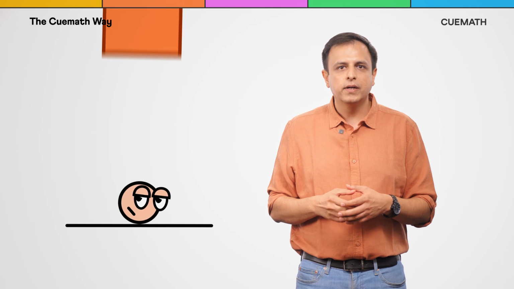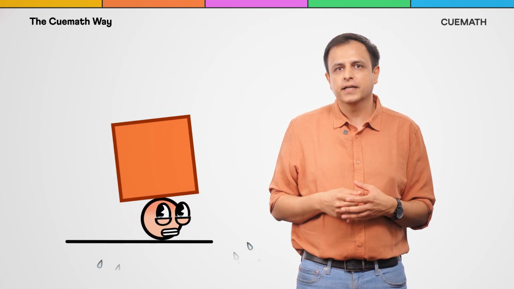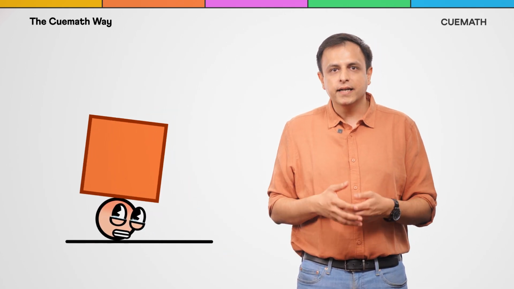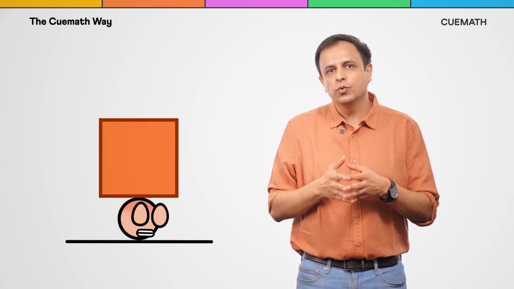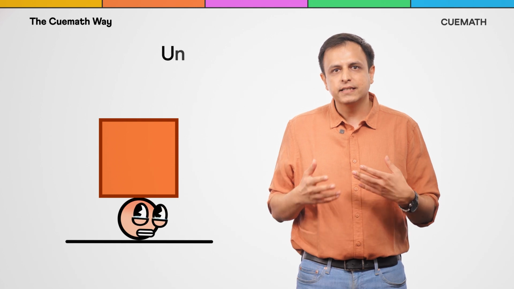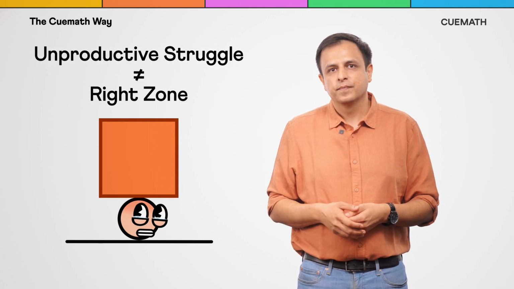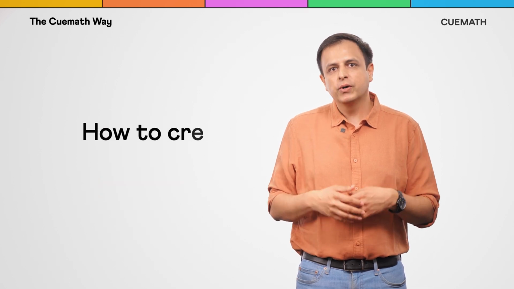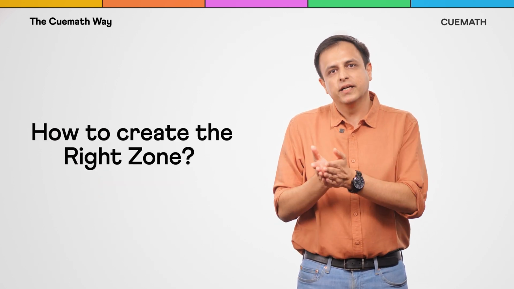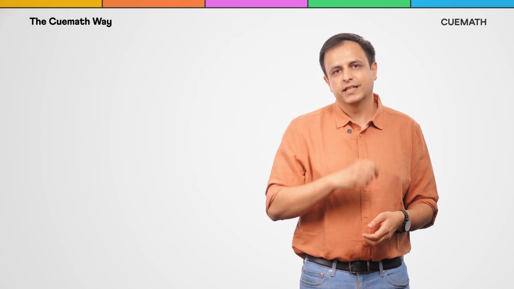It's like someone trying to lift very heavy weights far beyond their capacity, failing, and then having the gym instructor lift the weights for them. The problem was simply too tough for her at this point, and this leads to an unproductive struggle, meaning the child is not in the right zone of learning. So, how do you create this right zone where struggle leads to learning? Let's look at some strategies.